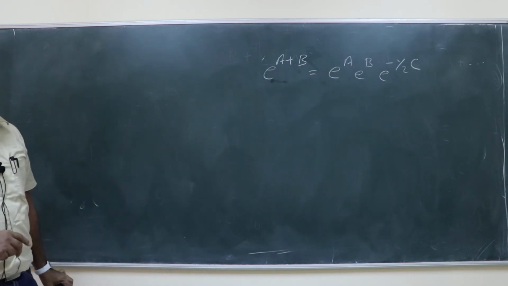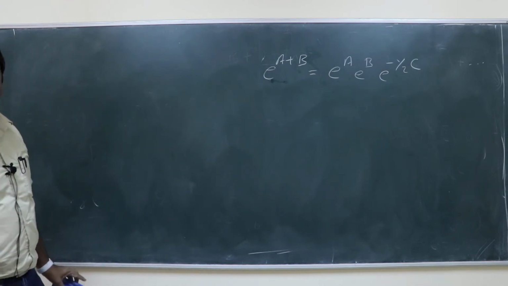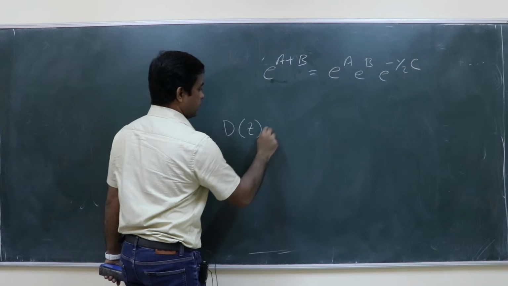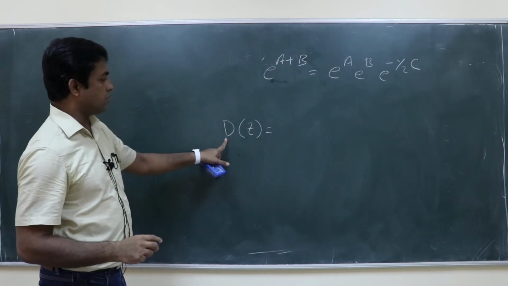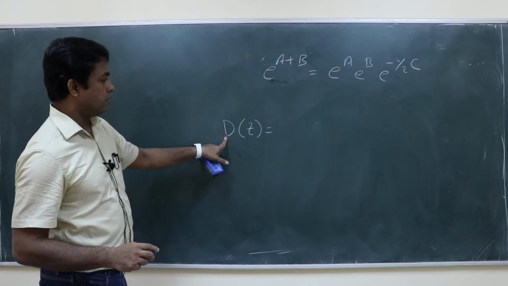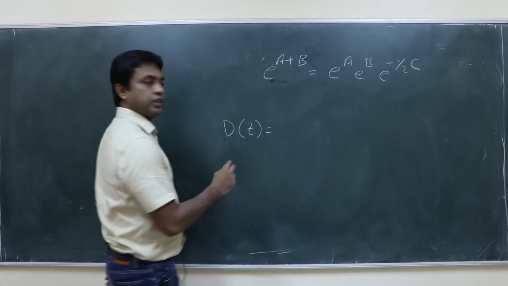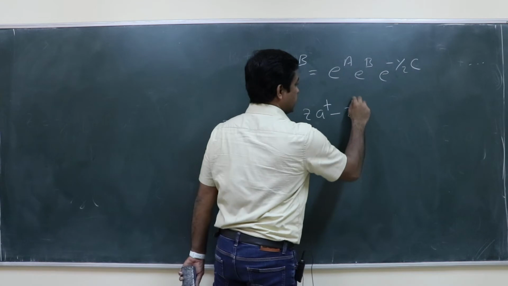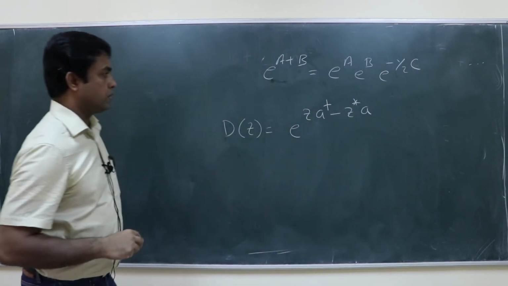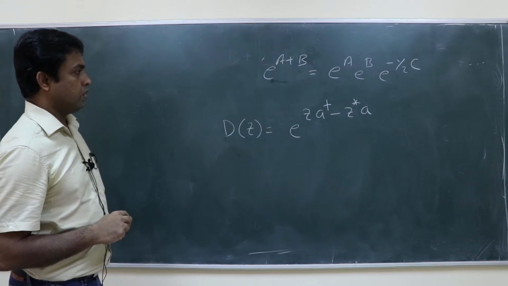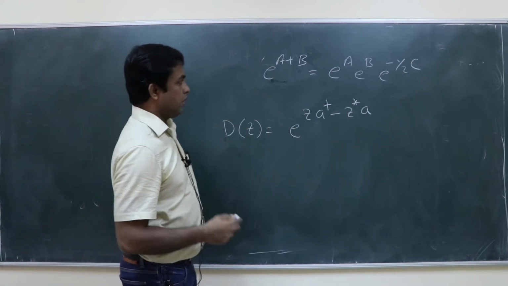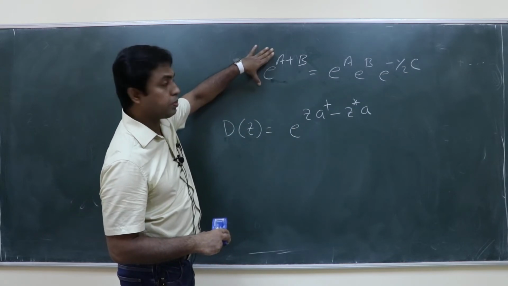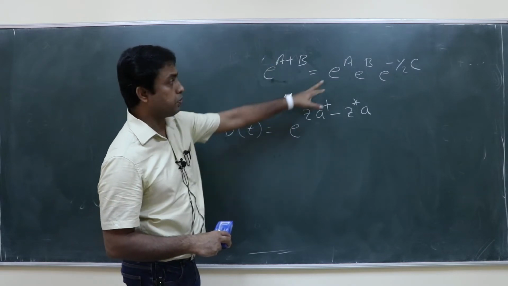So the question is, which problem would you like to do? Consider this operator, where Z is a complex number. This is some operator D, which is a function of Z, equal to e power Z A dagger minus Z star A. Can I use this special case of the Sassenhaus formula for this one to expand?